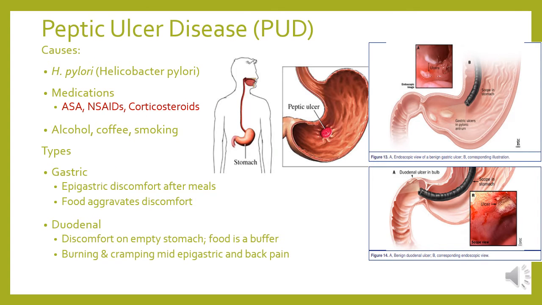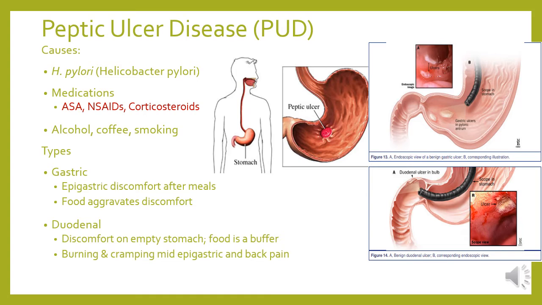Peptic ulcer disease is the erosion of the GI mucosa from the gastric acids that are usually used to break down foods. It can occur in the lower esophagus, stomach, and duodenum, but really can occur anywhere the gastric content is in contact with the mucosa.